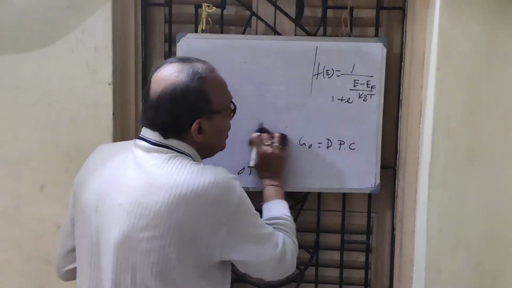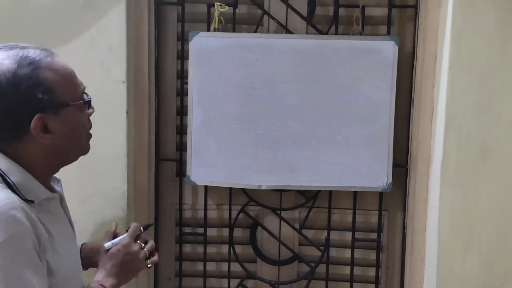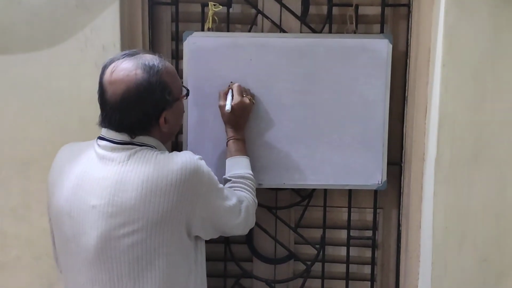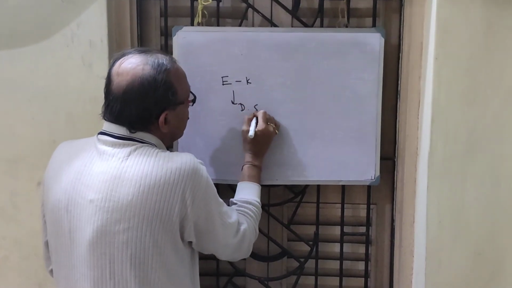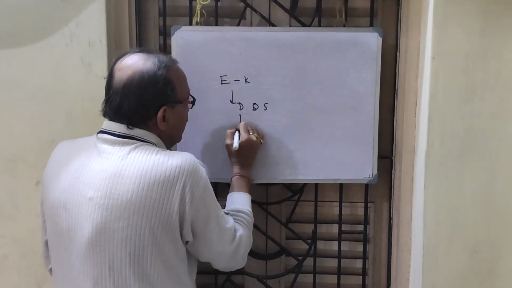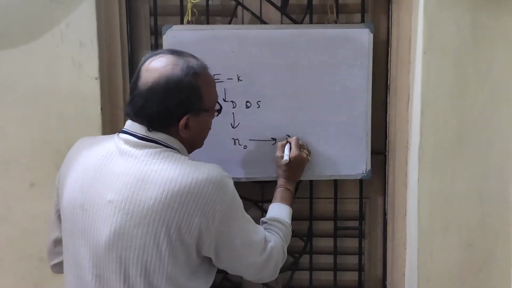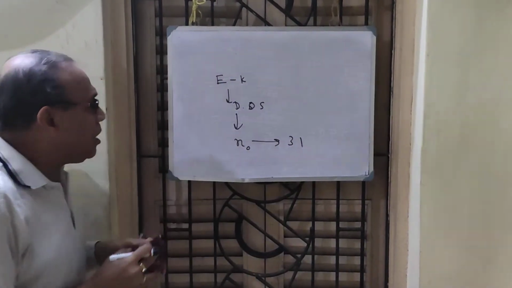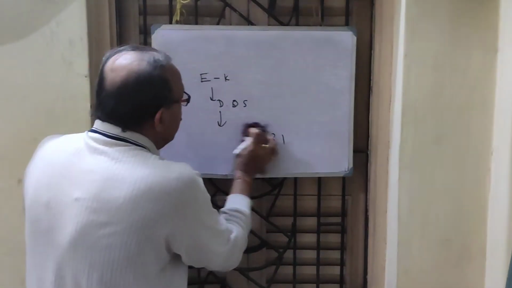Therefore, we can find out anything if and only if I can know the concentration. That is, as the dimension changes, density of state changes. As density of state changes, n naught changes. Consequently, 31 important electronic, mechanical, thermal properties will change. This is the one line summary.